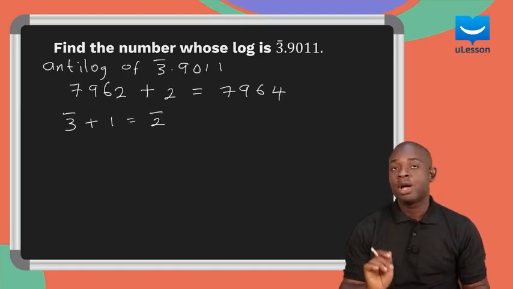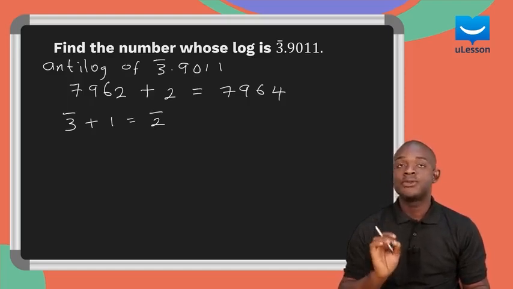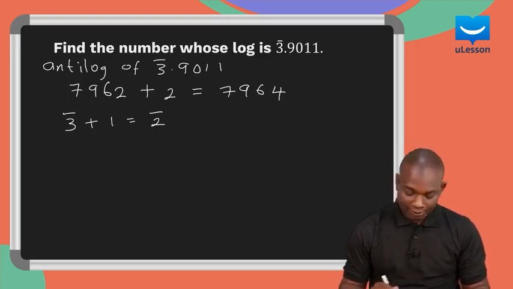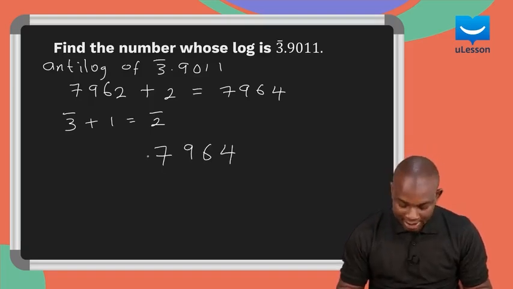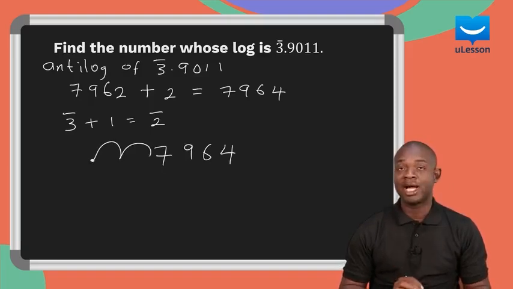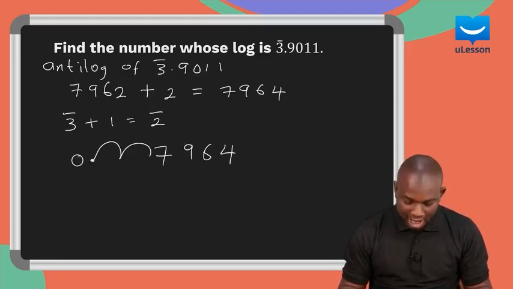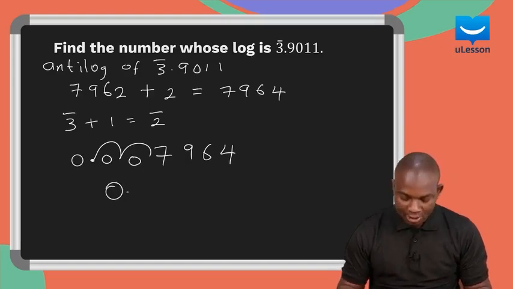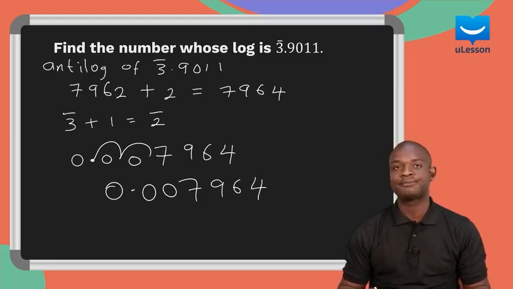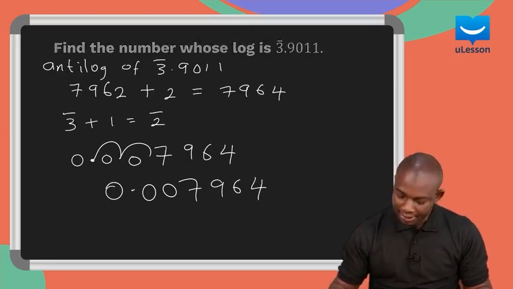This means that we are going to count 2 steps to the left from the number we have. So since we have 7964, counting 2 steps to the left, we have 1, 2. So this is the position of our decimal point, and we add zeros to fill it up. So our final answer is 0.007964.